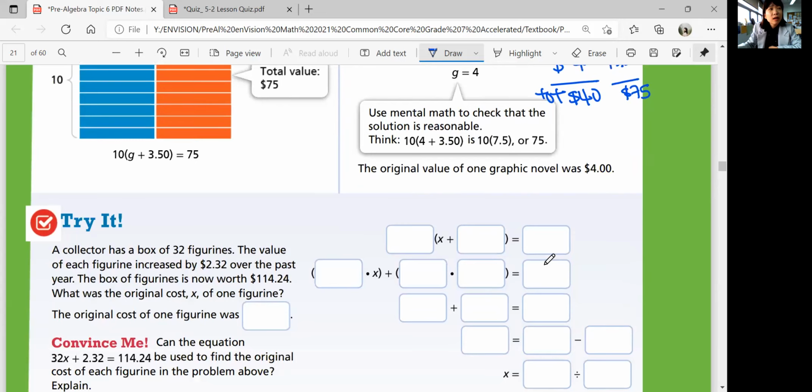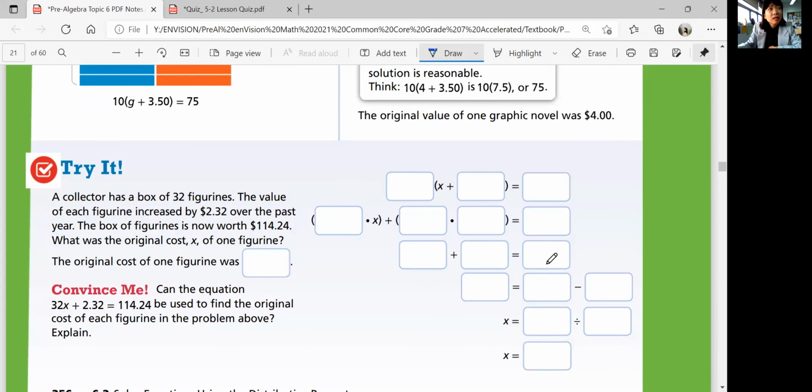Okay, let's look at the try question. A collector has a box of 32 figurines. The value of each figurine increased by $2.32 over the past year. Okay, each of them increased. So the box of figurines is now worth $114.24. What was the original cost X of the figurine?